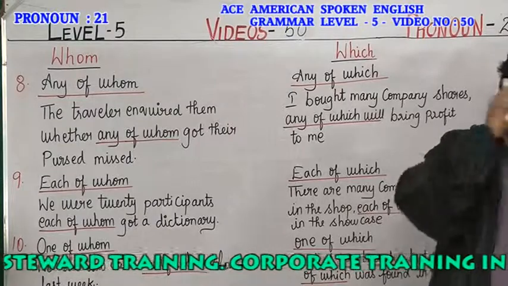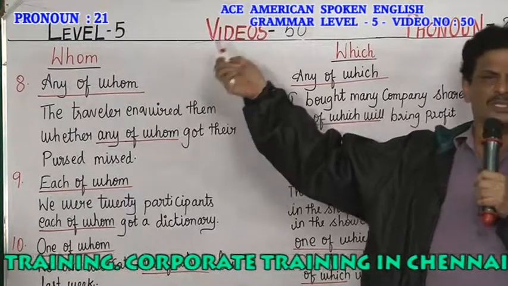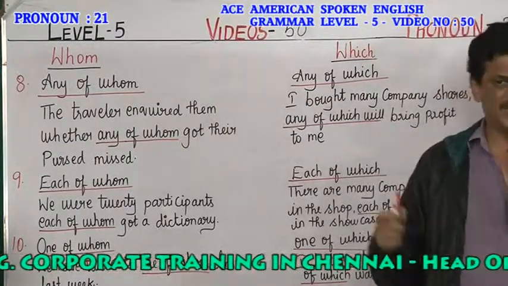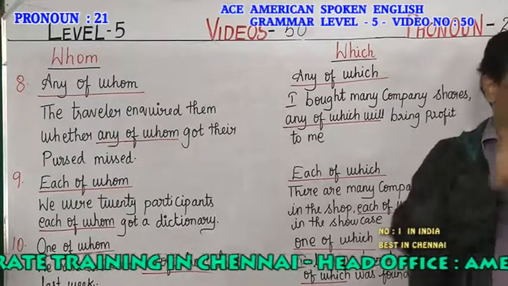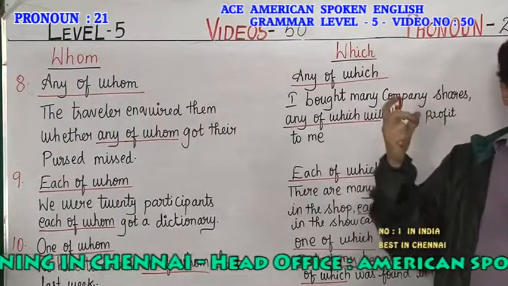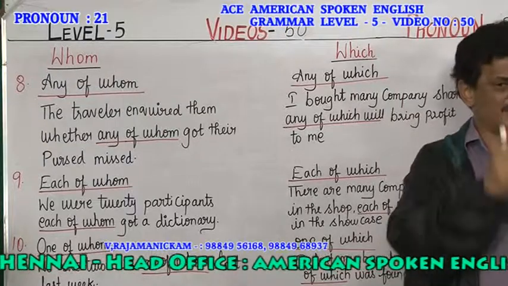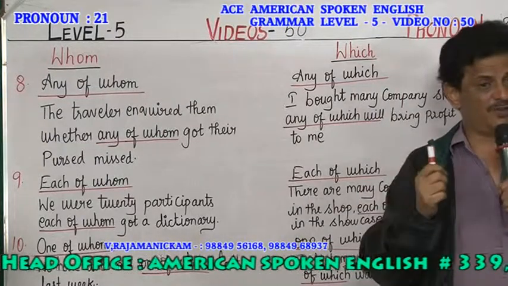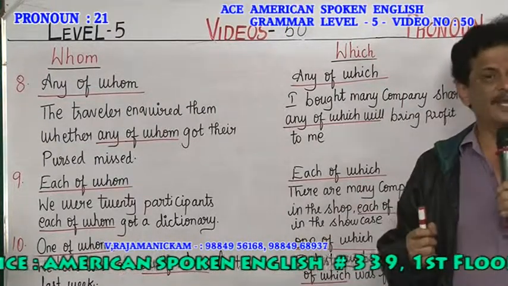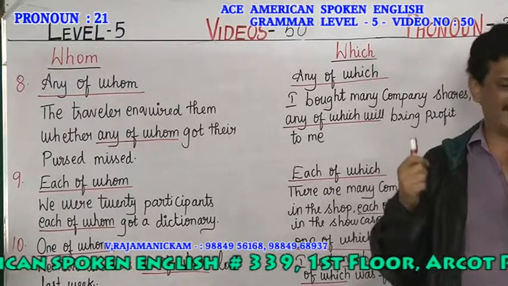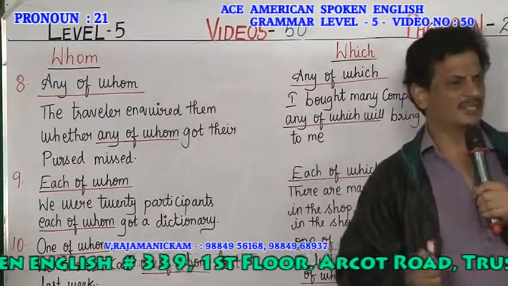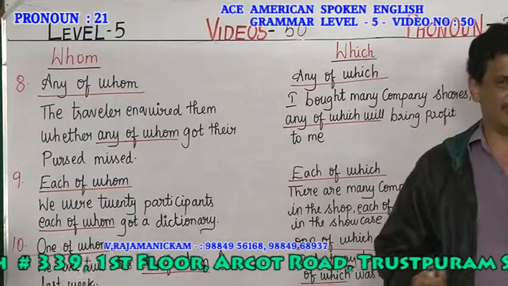Persons, right? You agree with that? Under whom, it reflects a person. Which reflects things. Whom reflects persons, which reflects things. Whom stands for men and women, and which stands for things and animals. Sometimes we can use whom with animals also. For pet animals you can use whom.